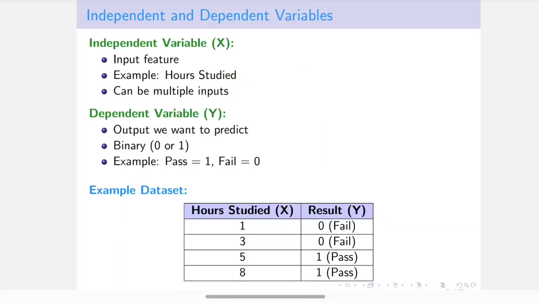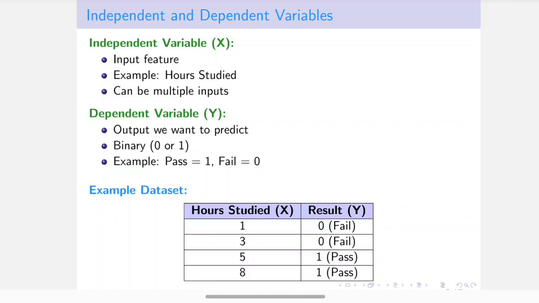Now let us understand the data. The independent variable, also called input feature, is nothing but what we give to the model. For example, if you see here, hours studied. The dependent variable is what we want to predict. In this particular example, pass or fail. If it is pass, I am giving it as 1. If it is fail, I am giving it as 0.